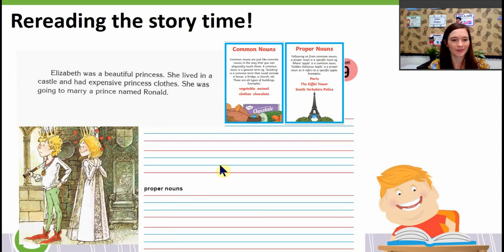So, remember proper nouns? They're referring to a specific person in this case. So, let's look for the capital letter to give us a clue. Okay, so the proper noun here is what? Elizabeth was a beautiful princess. Who is the person? The person is Elizabeth, so you can write Elizabeth in there, the proper noun. She lived in a castle and had expensive princess clothes. There's no proper nouns there.